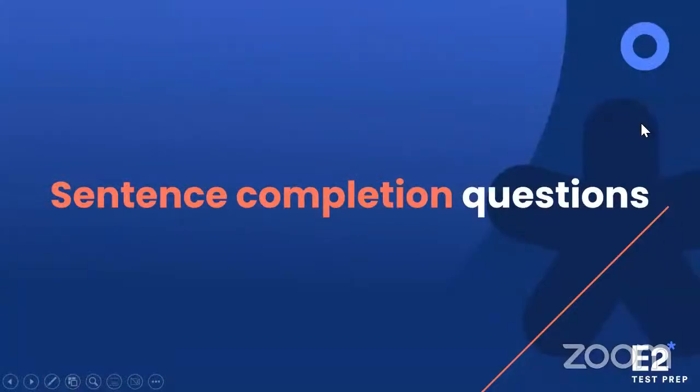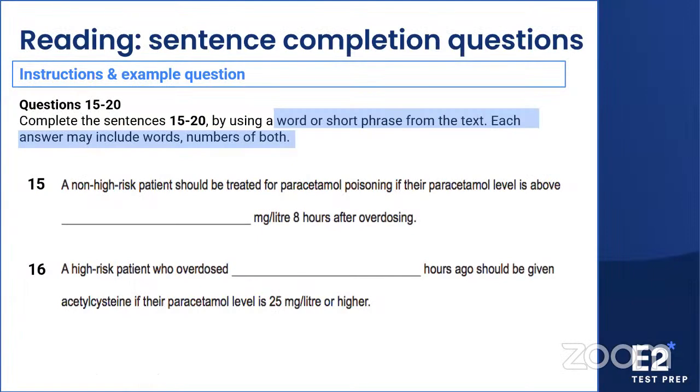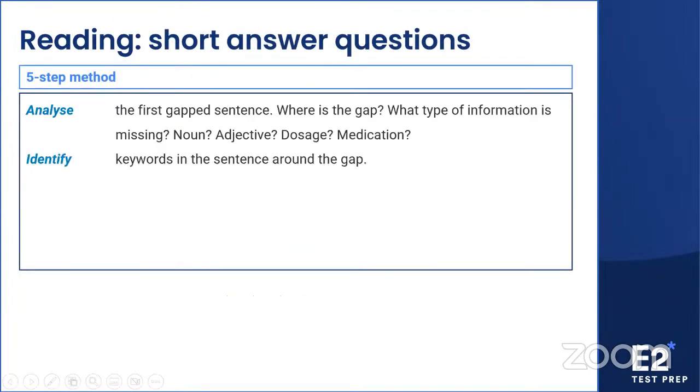Now, let's have a quick look at the sentence completion questions. So here you are using a word or a short phrase exactly from the text. It may be words, numbers, or both, and you're going to complete the sentences. One student here at E2 is saying this part is difficult for me. I'm sure that you are not alone with this. So the more we practice, the better you get. Thank you for sharing that.